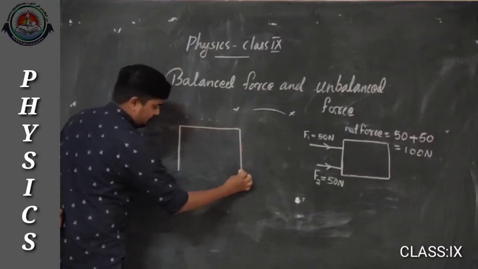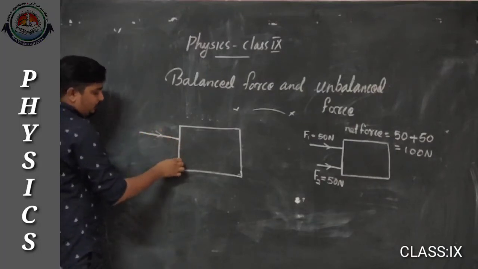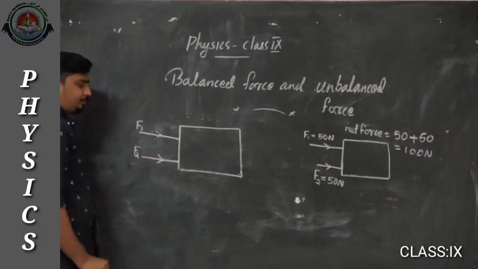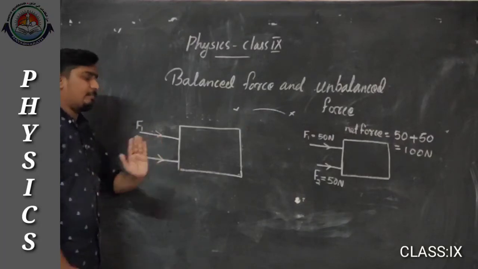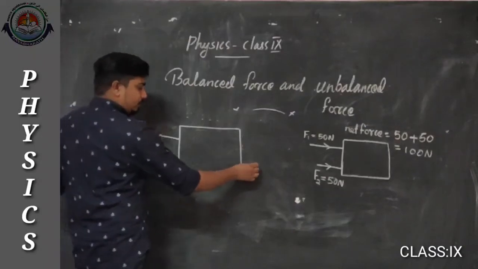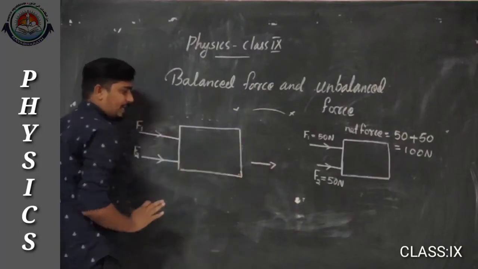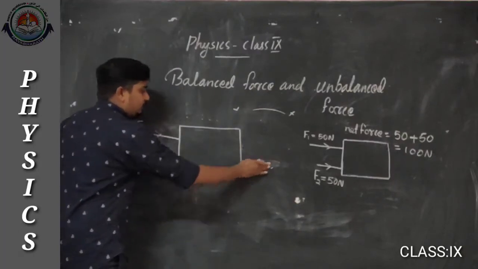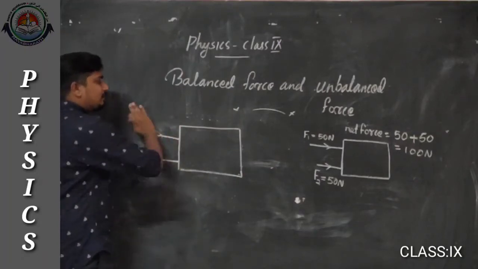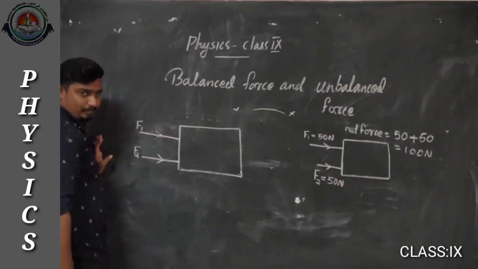Listen here. If two forces, F1 and F2, are applied in the same direction, the body will move in this direction. Normally it moves in this direction, but if it is not moving, that means in this condition a balanced force is applied here.